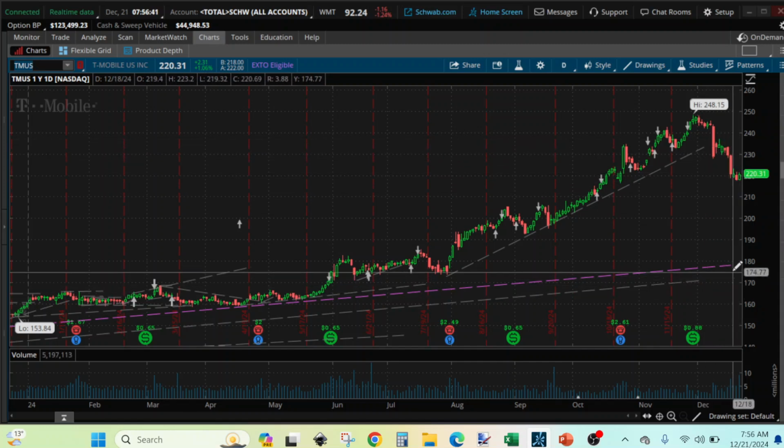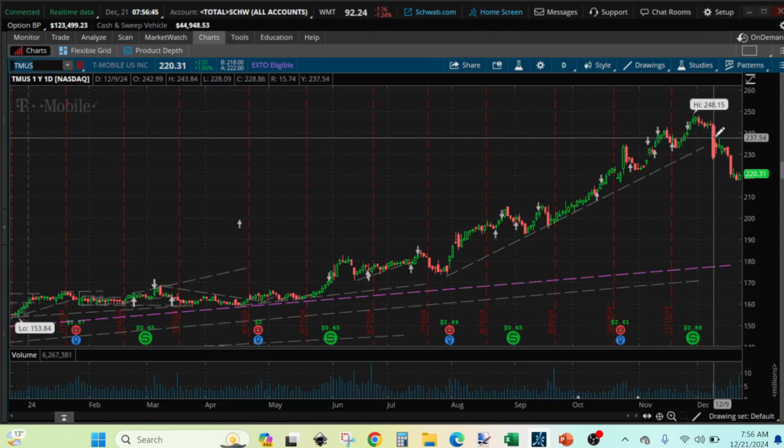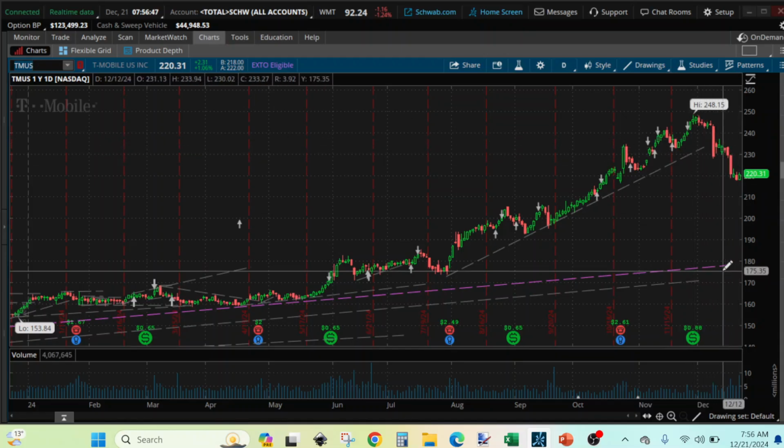So we like to buy it here. This trend line ended there. We like to wait on this one.